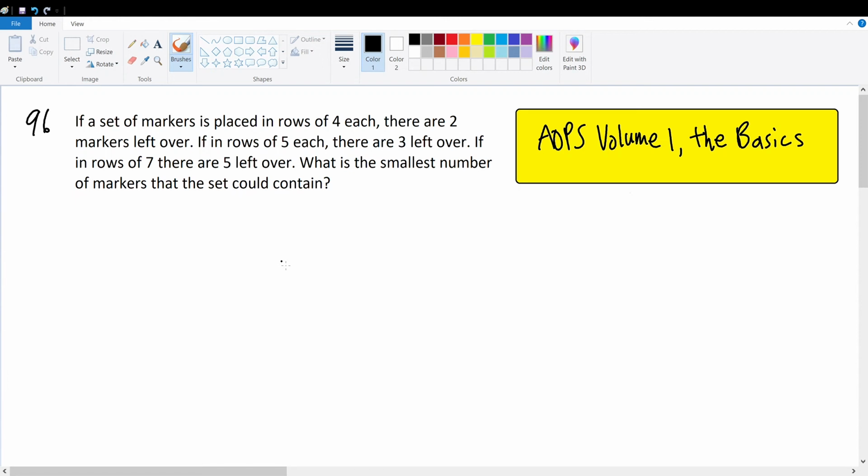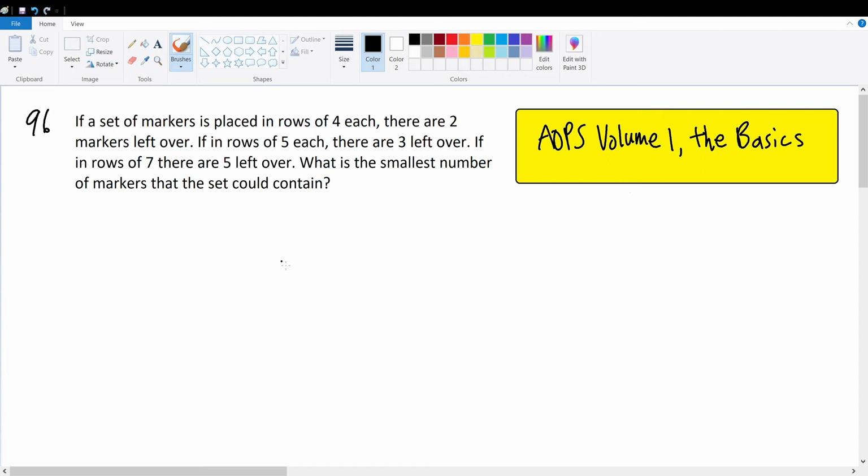AOPS Volume 1, the basics, number 96. If a set of markers is placed in rows of 4 each, there are 2 markers left over. In rows of 5, there are 3. In rows of 7, there are 5 left over. So find the smallest number which this set should contain.